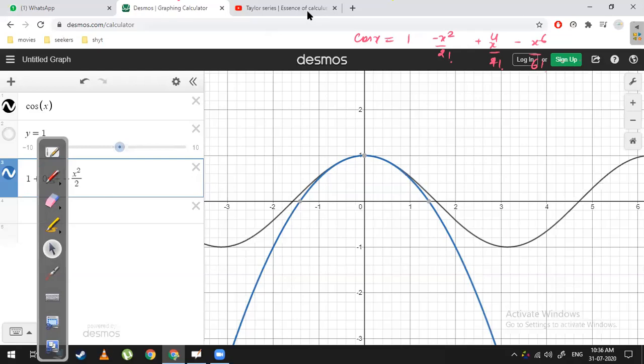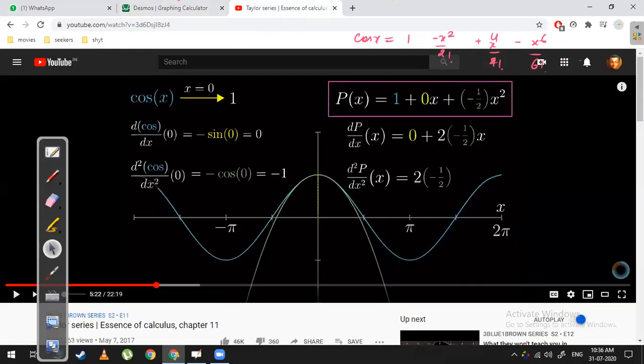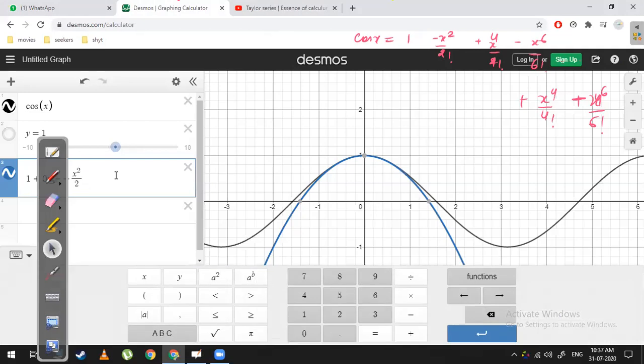Now again I will add more terms. He got the first two terms, and now he will try to find the term for x to the power 4 also. He will get the 4 factorial value, then he will find the value for x to the power 6, which will be minus 1 by 6 factorial. So when he writes down those terms, we will have plus x to the power 4 divided by 4 factorial, so we can write directly 24.